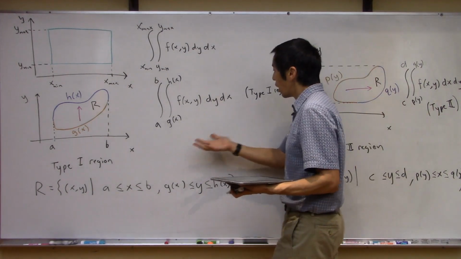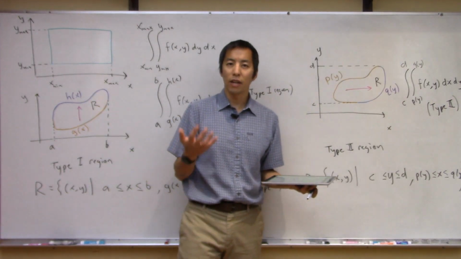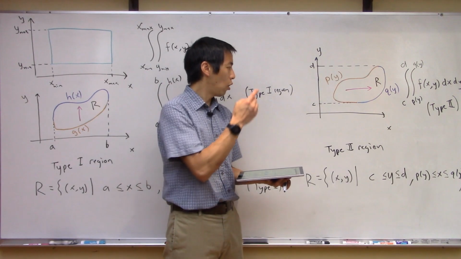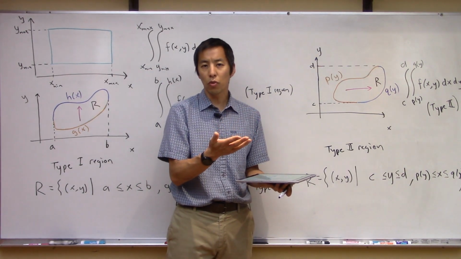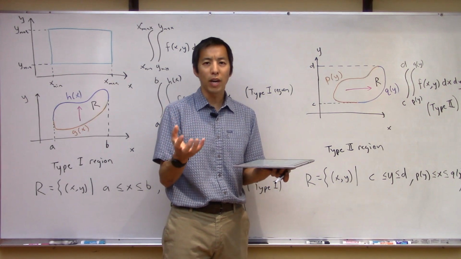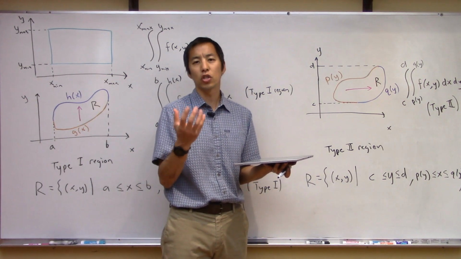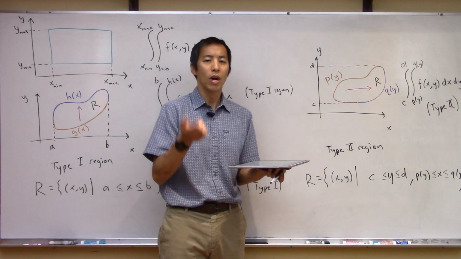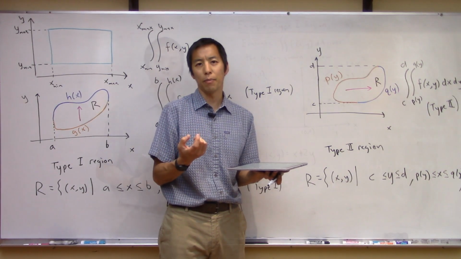So here we go. This is a way that we can evaluate a double integral over either a type 1 or a type 2 region. You just need to identify which one is easier to describe your region of integration. I think this will make sense if we look at a concrete example.